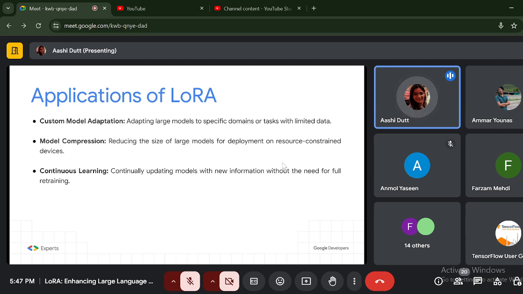Then is continuous learning. So continually updating your models becomes much easier because how you do that is you just pass in the new data that you want to pass, and fine tune the model on that. Because originally all the information is stored in the knowledge base of the model, right? So you don't have to actually pass in all new information. Just pass in the very new or specific information that you want to pass to your model, and you can update the models with new information without the need for full retraining.